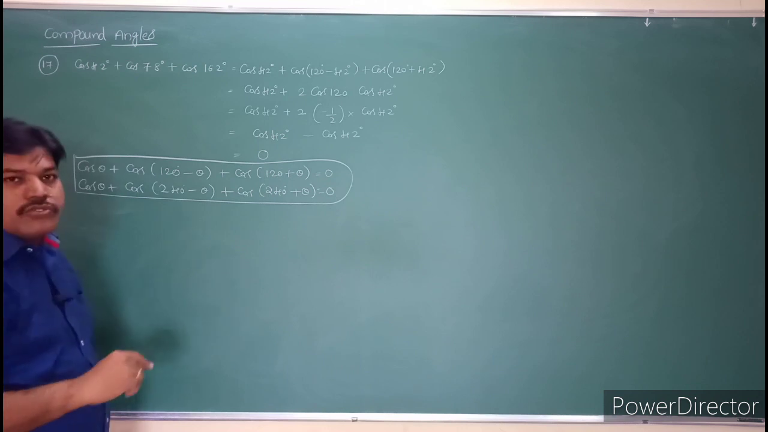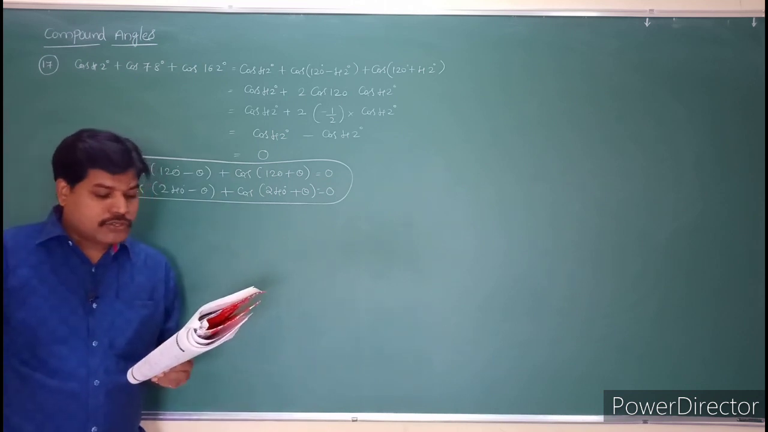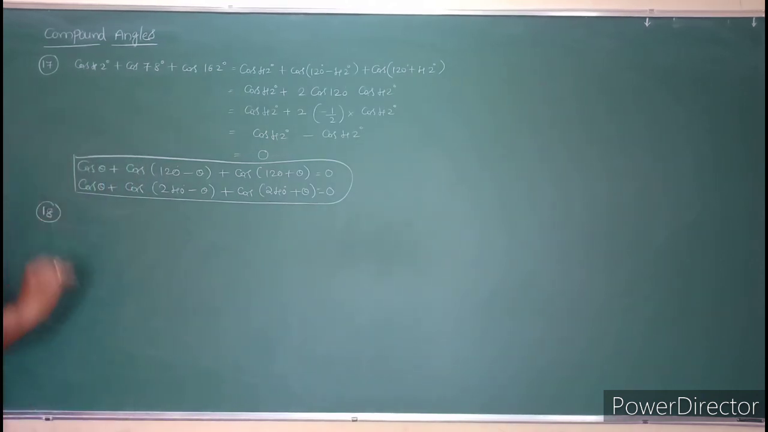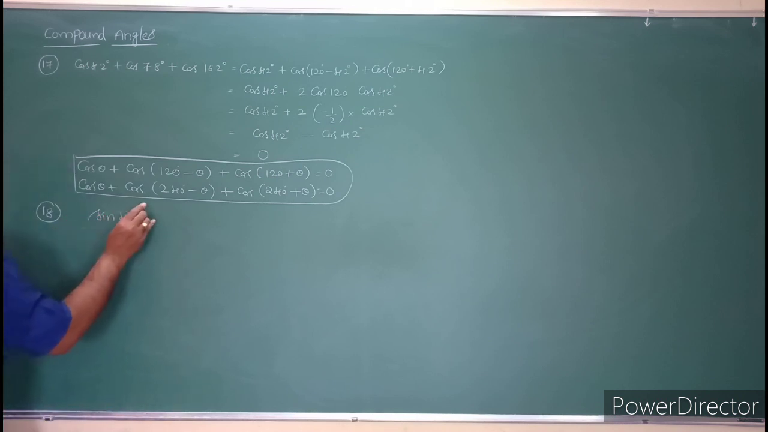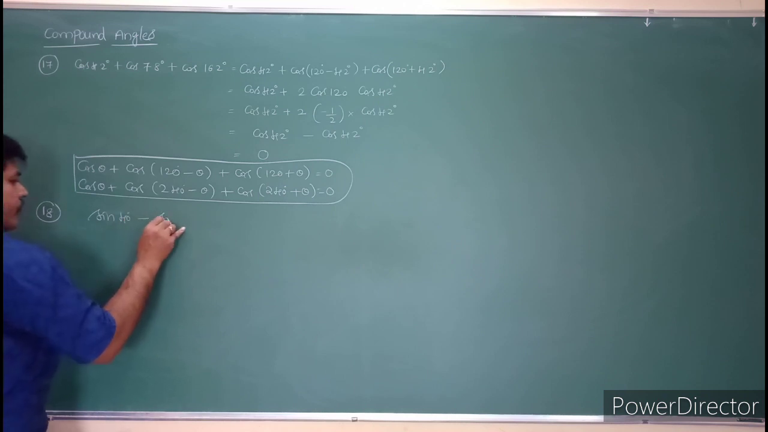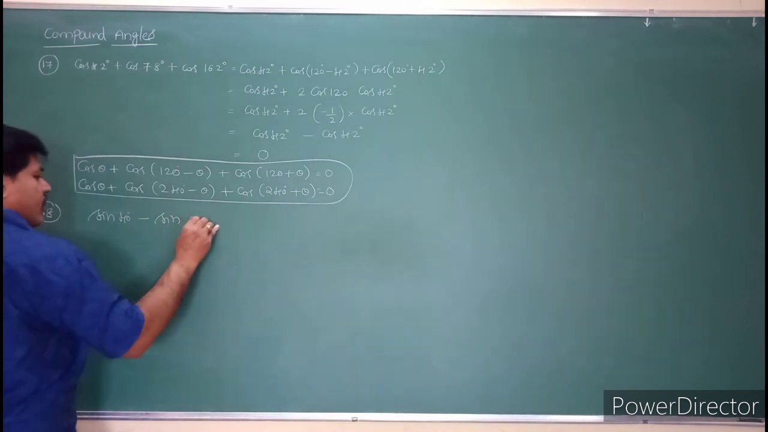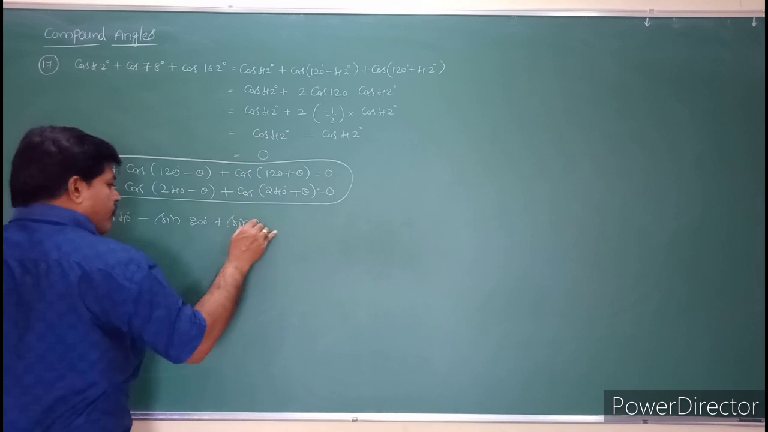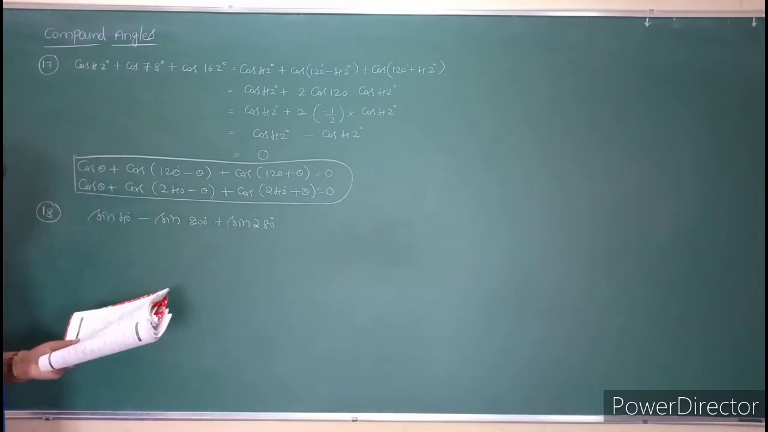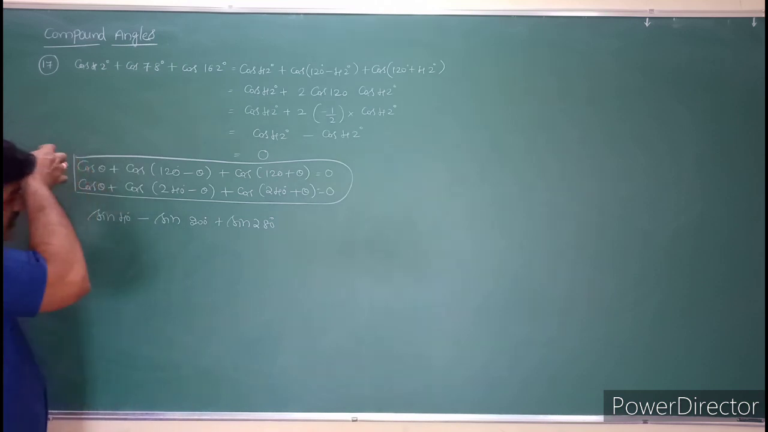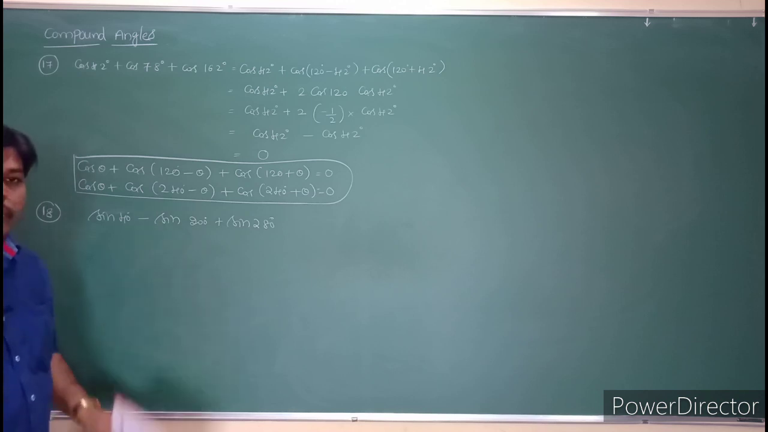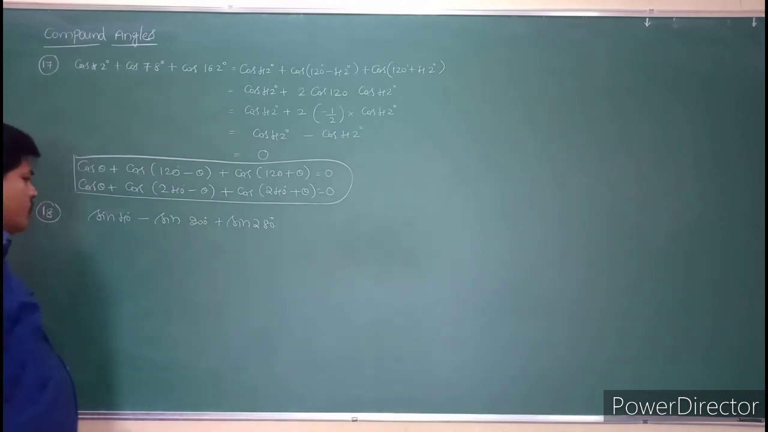Okay, so see this question, students, and see the next question. Question number 18. What is question number 18? Sin 40 degrees minus sin of 200 degrees plus sin of 280 degrees. So see this question, students. Sin of 200 plus sin of 280 degrees. So how can you write this, students? See this one.